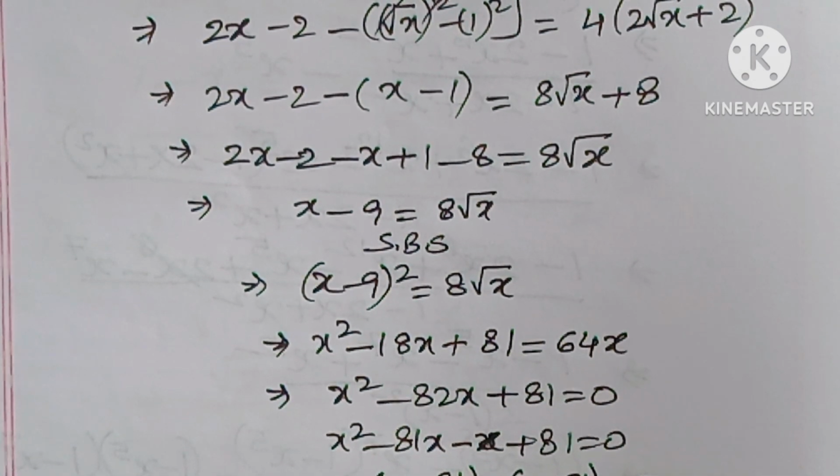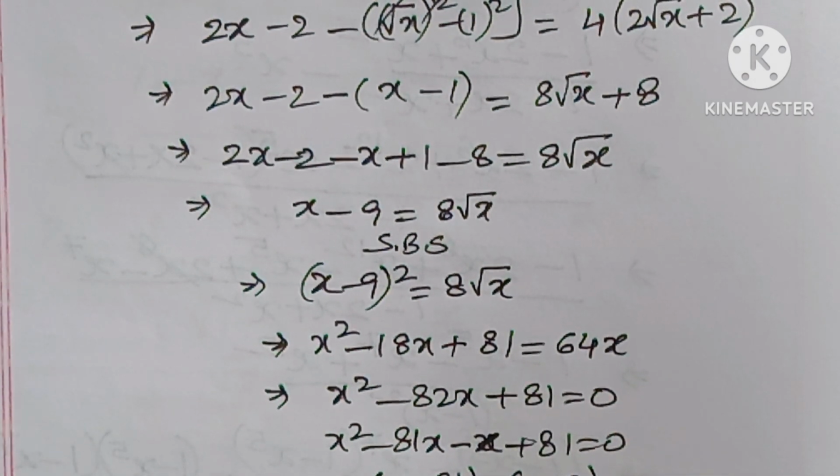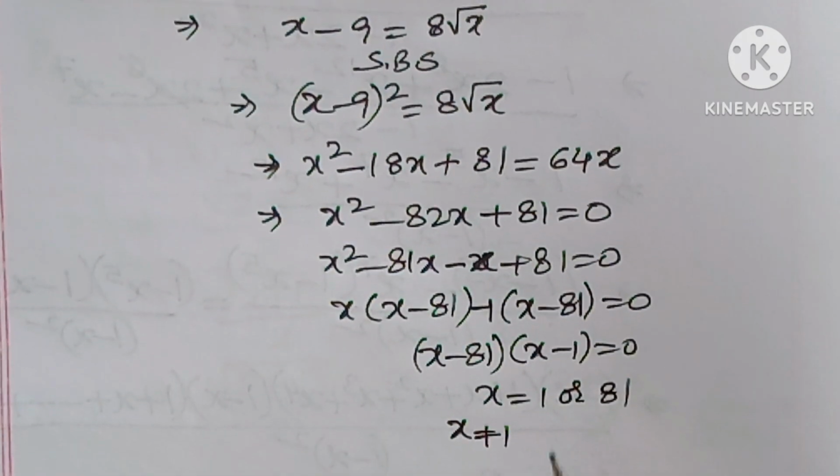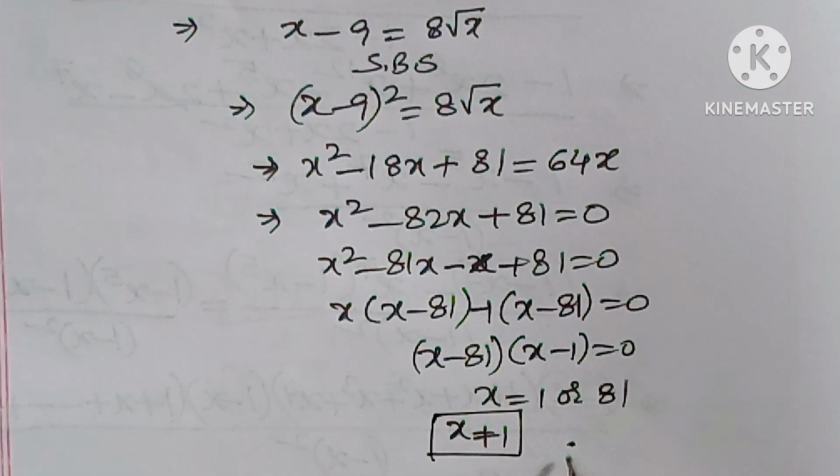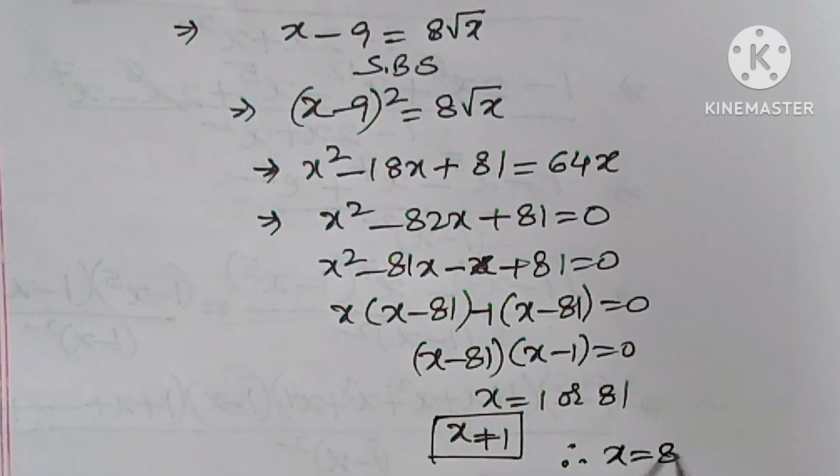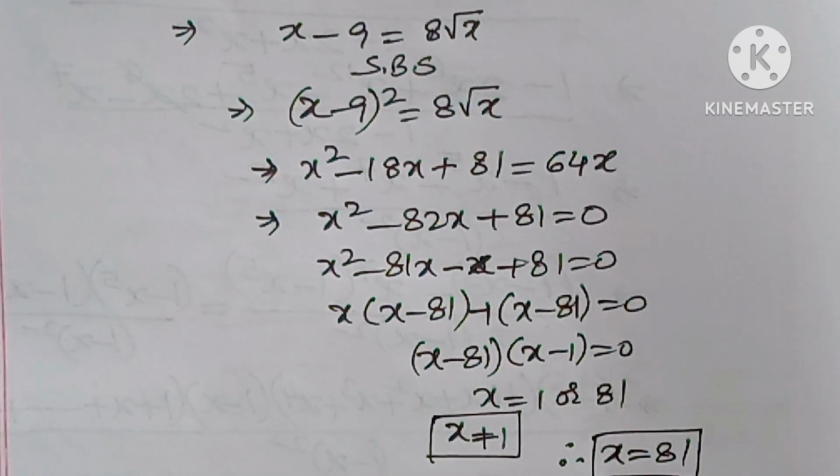x equal to 1 or 81, but x is not equal to 1 as given. And therefore x is equal to 81 is the solution.